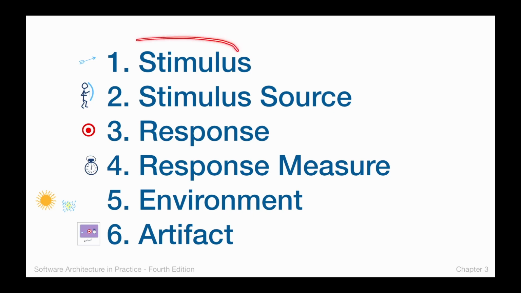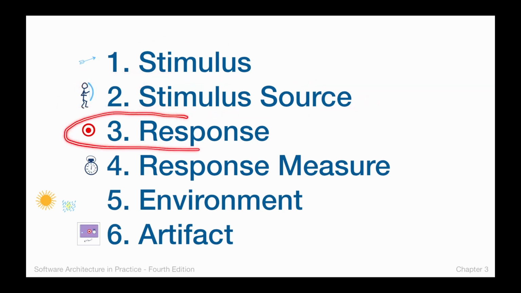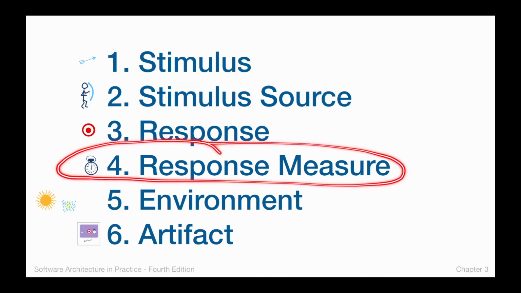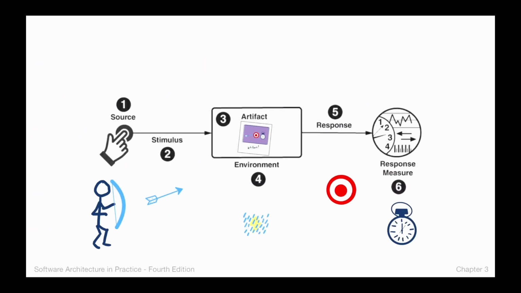So we have the stimulus, which is some sort of event. We have the stimulus source, where does it come from? We have the response, what happens when the stimulus arrives. We have the response measure, which could be how much time does it take, or some other form of measurement. We have the environment, is it normal, is it overloaded, is it some other environment? And we have artifacts. All 6 of these things together make up those quality attribute scenarios.